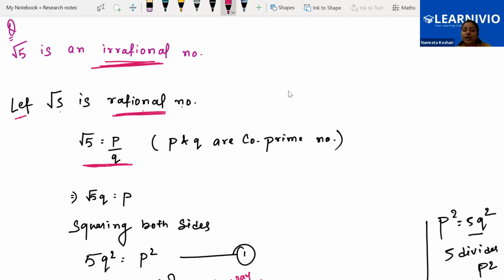That's why we have written root 5 as P by Q, and we have taken one more assumption that P and Q are co-prime numbers. So, always in a rational number, the numerator and denominator will be co-prime? No, it is not necessary. A rational number can look like this: 64 by 24 by 12. It can look like this.